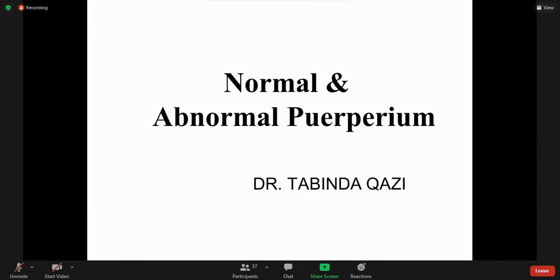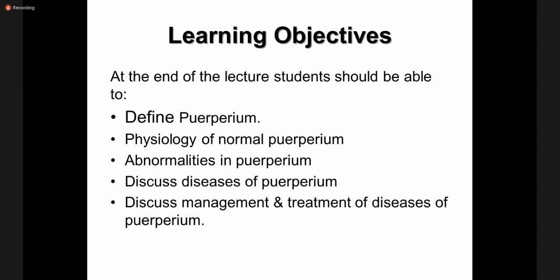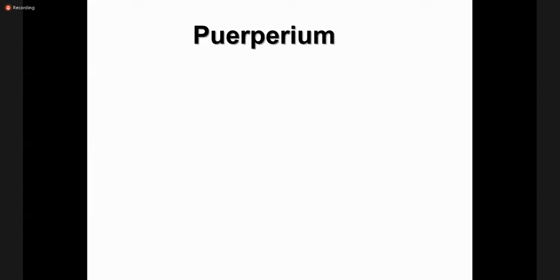Abnormal puerperium. So first we'll look at the learning objectives. At the end of the lecture, you should be able to define puerperium and the physiology of normal puerperium. We should know the normal physiology and the abnormalities during puerperium, and we'll be discussing the diseases of puerperium and their management and treatment. Okay, so starting with what is puerperium? Can anybody answer it in the chat box?